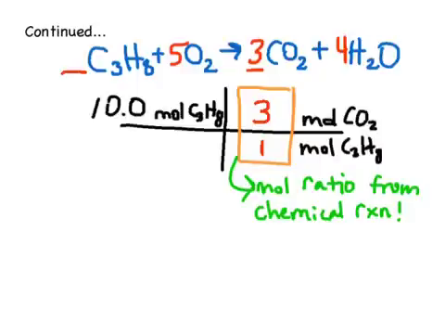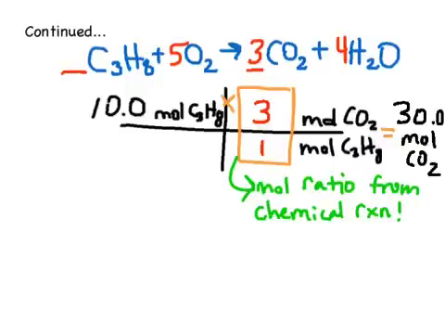So now all we need to do is our math, right? So we multiply what's on top, divide by what's on the bottom, and what are we going to get? 10.0 times 3, you guessed it, 30.0 moles of CO2. So what that means is that if we have 10 moles of C3H8 that we start with, we will make 30 moles of carbon dioxide in the end.